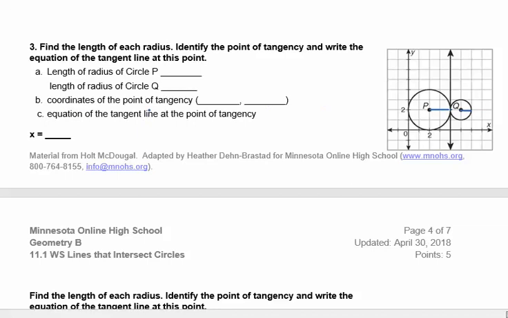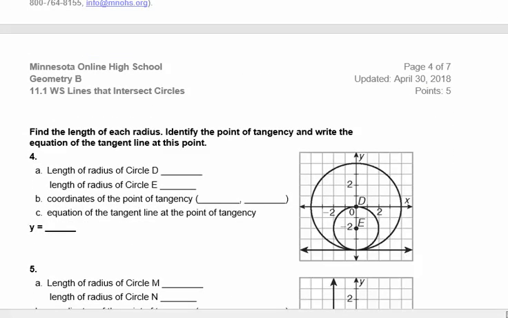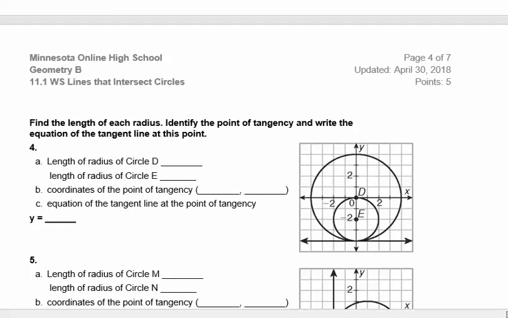Coordinates of the point of tangency, and then the equation of the tangent line at the point of tangency. They already drew that line in. It's this line here. So your job is to say what is the equation. I already wrote that it's going to be x equals something, so you need to figure out where that line goes through the x-axis. And then number 4, we also are asked to find the length of the radius of each circle. Again, that's just a little bit of practice. The coordinates of the point of tangency, and then the equation of that tangent line.